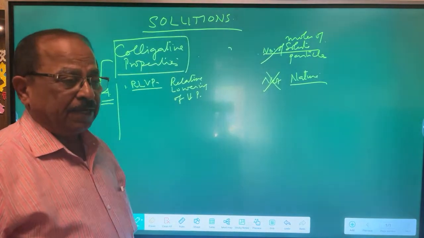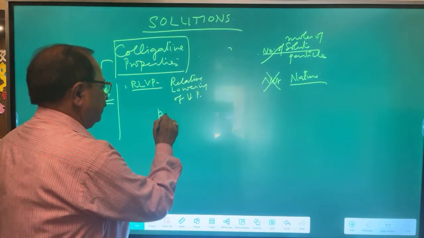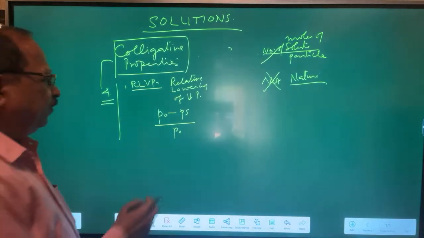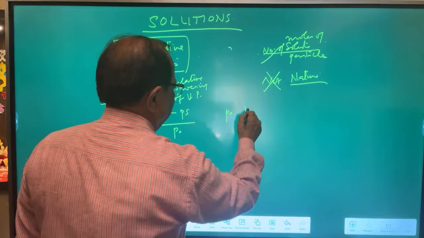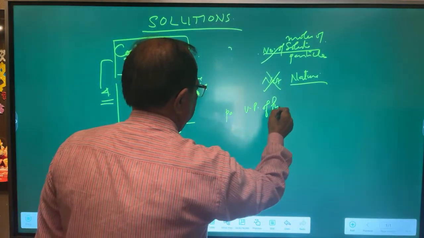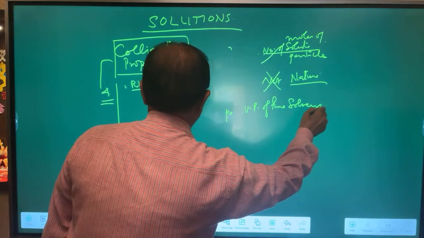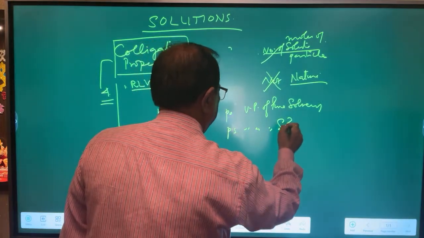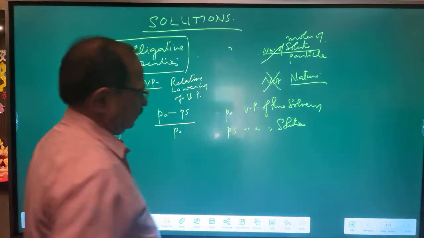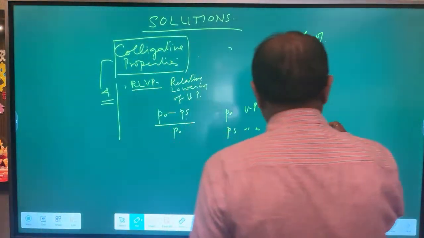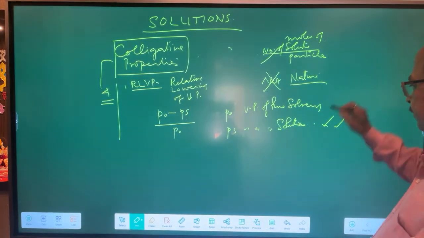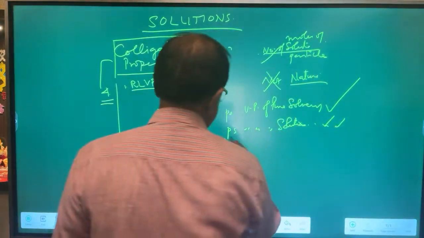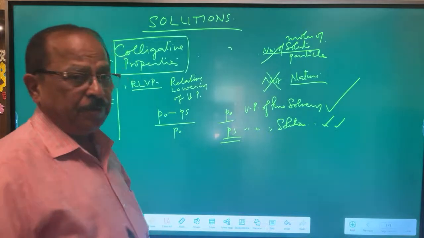If somebody asks you mathematically, what is the relative lowering of vapor pressure? Sir, P naught minus Ps by P naught. This is what should be your brief answer. So what is P naught? P naught means the vapor pressure of a pure solvent. And what is Ps? Ps is the vapor pressure of solution. You know, the vapor pressure of a solution is always less as compared to the vapor pressure of the solvent. So why is the vapor pressure of solution low as compared to the vapor pressure of the pure solvent? I tell you.